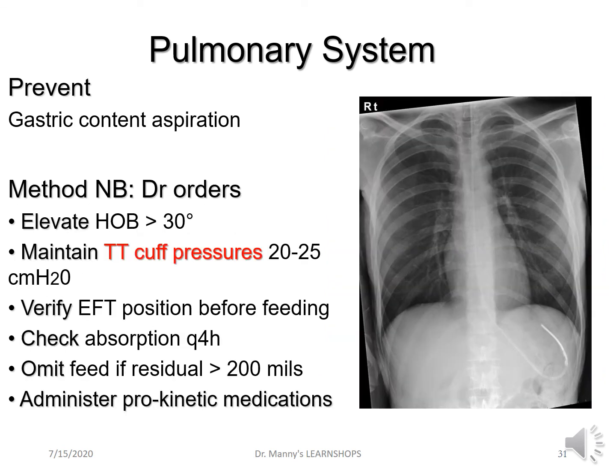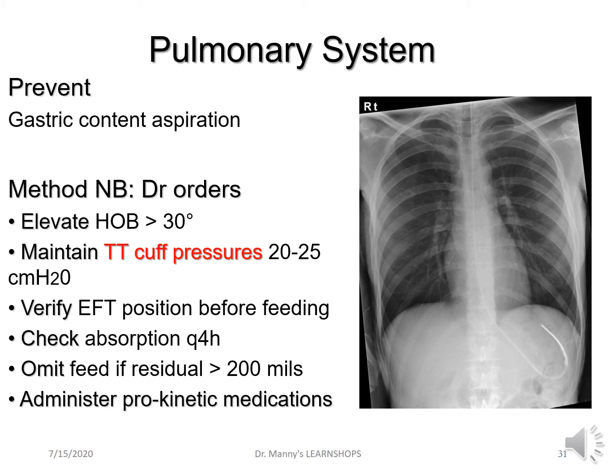It's also important to prevent gastric content aspiration, which means following the doctor's orders again. Elevate the head of bed if hemodynamically stable or there aren't any spinal issues to 30 degrees or more, position of comfort. Maintain cuff pressures at 20 to 25 centimetres of water and verify that the enteral feeding tube position is in the correct place, especially before feeding.